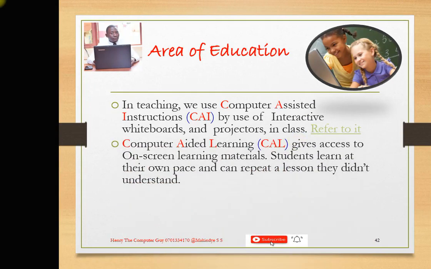Computer-aided learning gives access to on-screen learning material. Students learn at their own pace and can repeat a lesson they didn't understand. So they aid us, or they help us when we are teaching the students. That means that if I provide a student with, let's say, a device I'm talking about, if I talk of a keyboard, I bring it. I talk of a mouse, I bring it. The student will be able to understand more clearly than when I'm talking about it when it's no longer in place. So that is what we call computer-aided learning.